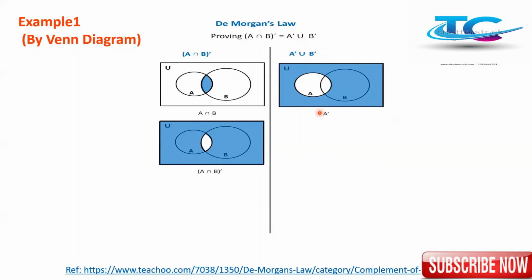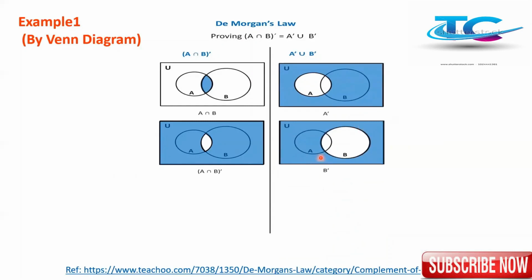So first we have to find what is A complement. Again, if these are the two sets and the universal set, then A complement will be everything which is not in A. So this blue part represents the A complement, and then B complement. Everything which is not in B is B complement. So again, this blue part is B complement, and then we have to take the union of these two.